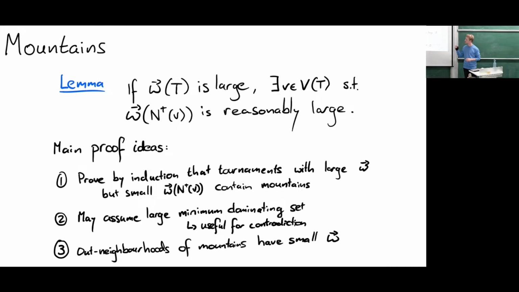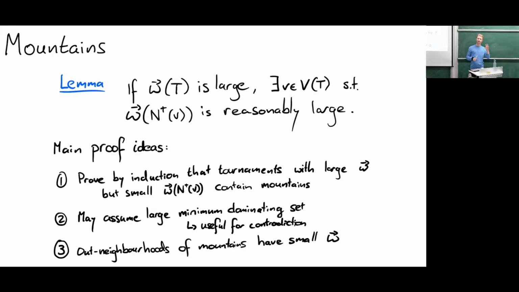And we also may assume that there's actually a large minimum dominating set, because each vertex in its out-neighborhood sees only a little bit of the diclique number of the tournament. So if we have a small dominating set, then the entire tournament has small diclique number. So we may assume that we have a large minimum dominating set, which is very useful for contradictions because we just find a smaller one.